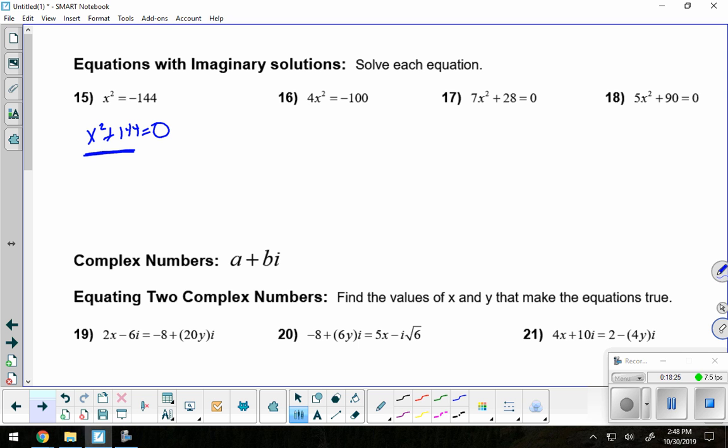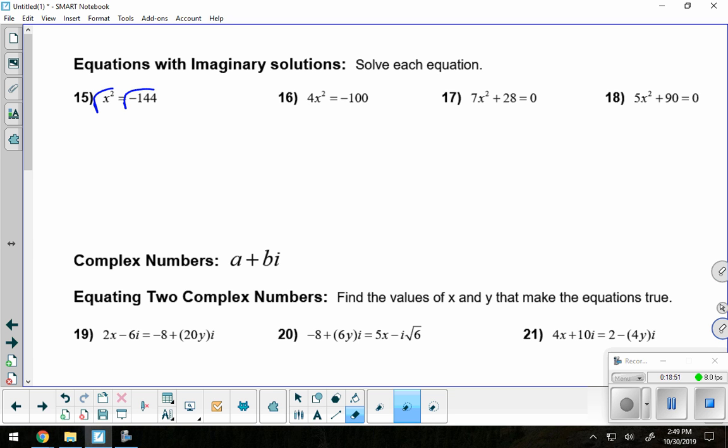If that said x squared minus 144, you could factor it, okay, where you have a difference of squares. But we do not have that. We have a sum of squares, technically, which doesn't even exist. Okay, there's no such thing as a sum of squares. You can't factor that whatsoever. So what we're going to have to do, like I said, is use something called the square root property, where all you'd have to do from here is take the square root of both sides.